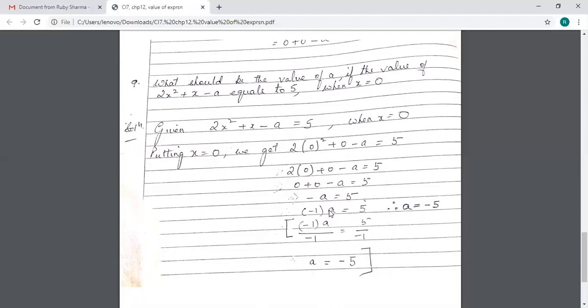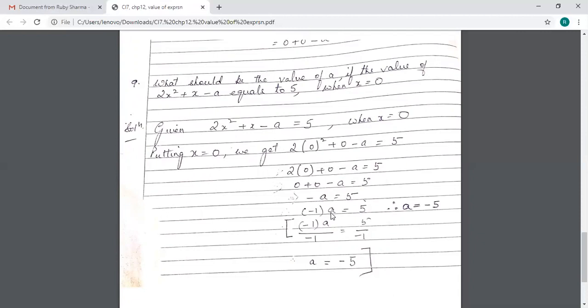Now see, minus 1 a is equal to 5. We have to remove this minus 1. So how can you remove this minus 1 from here? Now this is actually an equation. When you learn equation, you'll understand this better. But now see, minus 1 a is equal to 5. We have to remove minus 1. So what are we going to do?